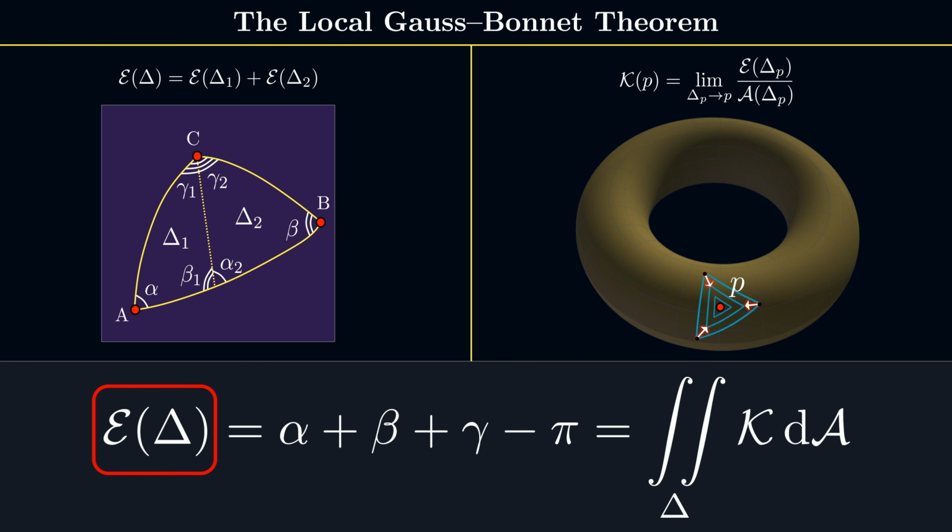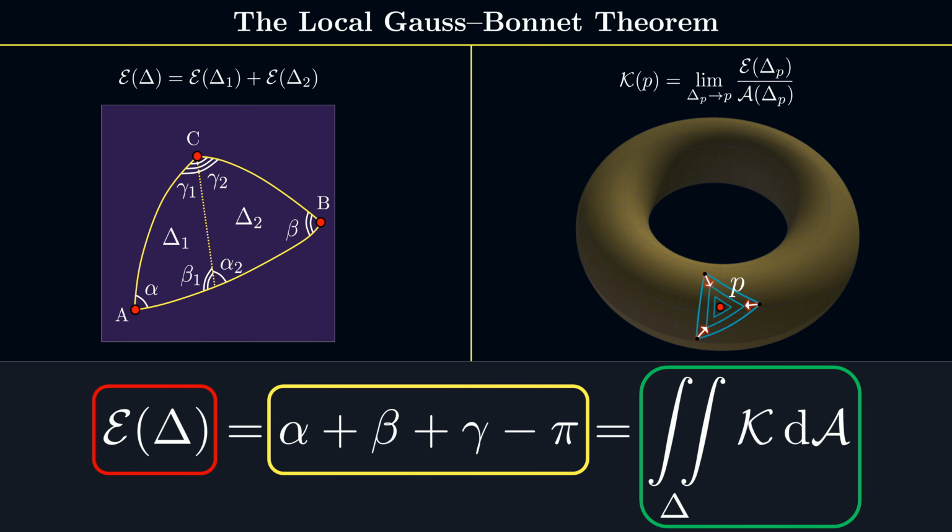Here, E of delta denotes the angular excess of the geodesic triangle, delta. The expression alpha plus beta plus gamma minus pi shows how much the sum of the triangle's angles differs from the value of pi, which we expect in Euclidean geometry. The integral represents the total Gaussian curvature enclosed inside the triangle delta. Thus, the local Gauss-Bonnet theorem states that the angular excess of a geodesic triangle is exactly equal to the total curvature of the surface enclosed inside it.